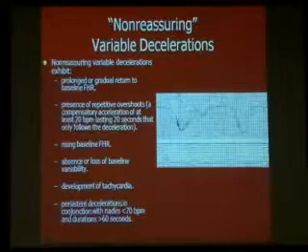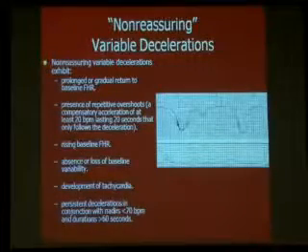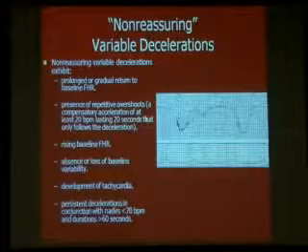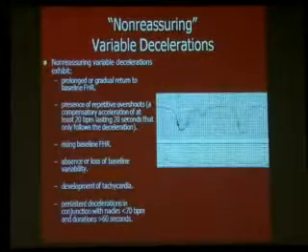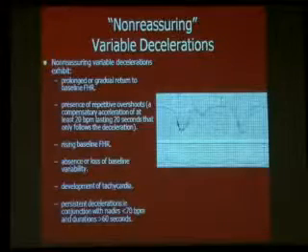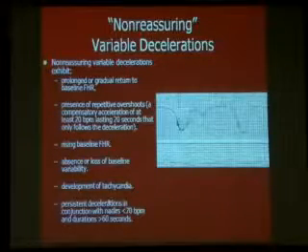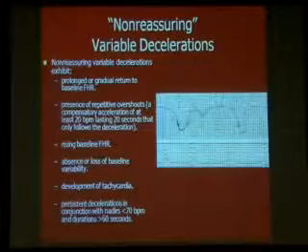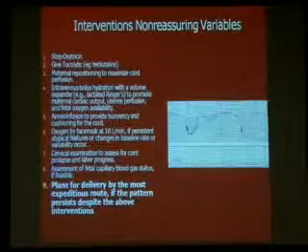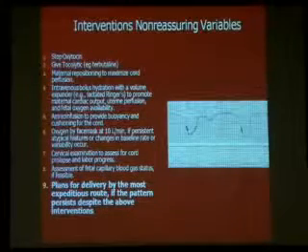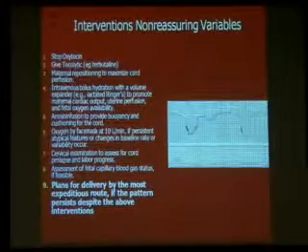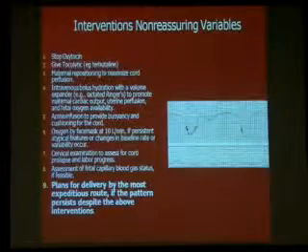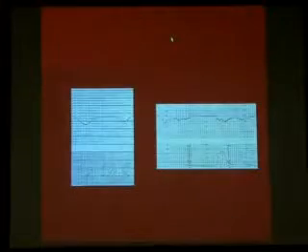Loss of variability. Prolonged or gradual return to baseline. Presence of repetitive overshoots. Rising baseline fetal heart rate. Development of tachycardia and persistent decelerations. So these are typical features you might find very early on in babies with IUGR. And C-section is the best thing, but intrauterine resuscitation is something you need to teach all of your staff, especially in babies with IUGR.